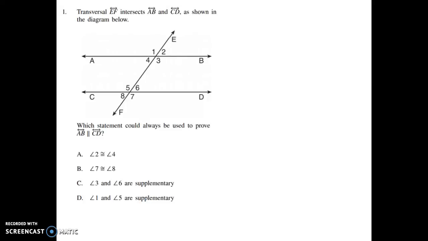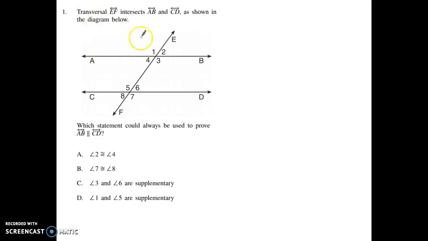So this is our part 2 to our CA review. And we are going to be starting with number 1. Number 1 says the transversal EF intersects AB and CD as shown in the diagram.